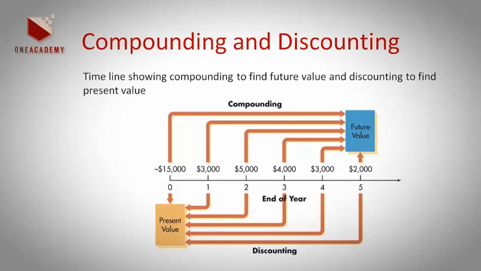Let's say we are discounting $3,000 from year 1, $5,000 from year 2, and so on. And we will arrive at a number which corresponds to the present value of this project. And the same goes if we are trying to compute the future value of all these cash flows, the future value as of year 5.